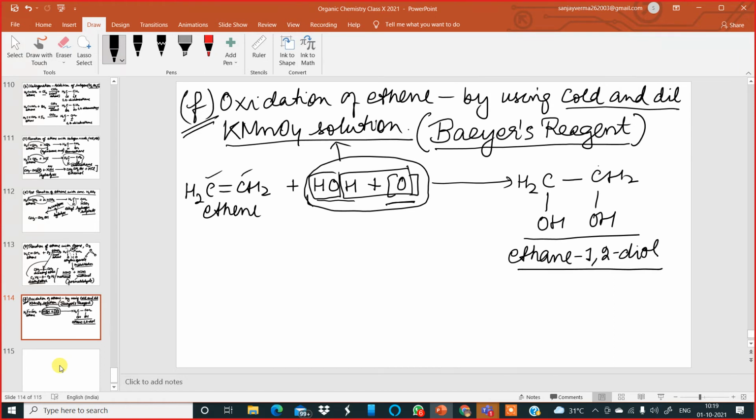Now this compound is used as a coolant in the radiators of four-wheelers. Okay, so this is how you prepare ethane-1,2-diol. Its nickname, the trade name, is ethylene glycol. Okay, ethylene glycol.